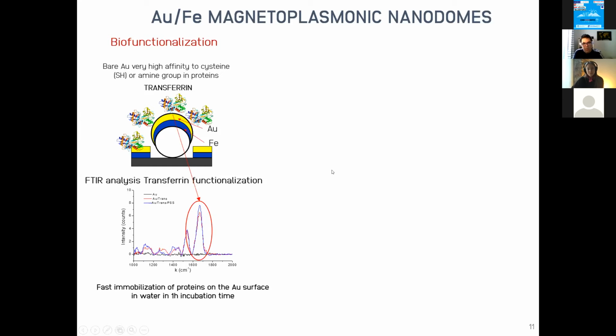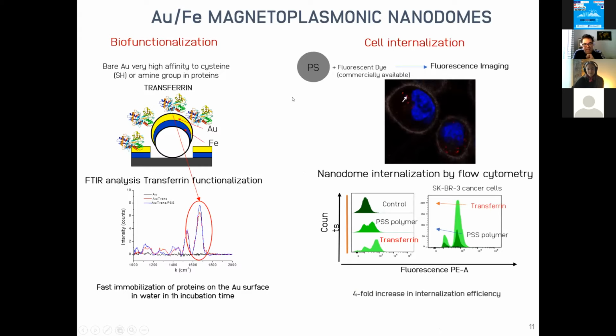So here are the results of the cell internalization. We tried to mimic the structure by using polystyrene and a fluorescent dye. And you can see by fluorescence imaging, by these red dots, which are the nanodomes, how the particles were successfully internalized in cells. And in order to quantify the nanodome internalization, we performed flow cytometry, and we observed that the use of transferrin allows a 4 times increase in internalization efficiency compared to the bare nanodomes.